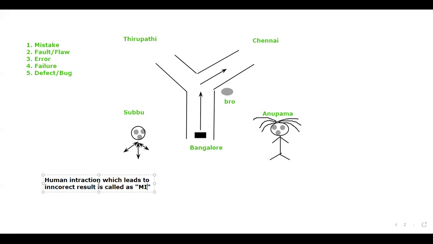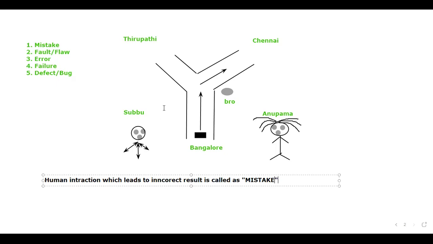Mistake. Human interaction which leads to an incorrect result is called as what? Mistake. Now tell me, how many of them understood by looking at the diagram? Human interaction which leads to an incorrect result is called as what? Mistake.